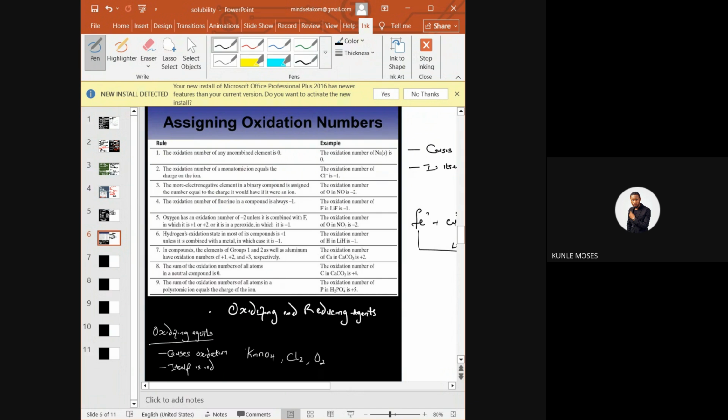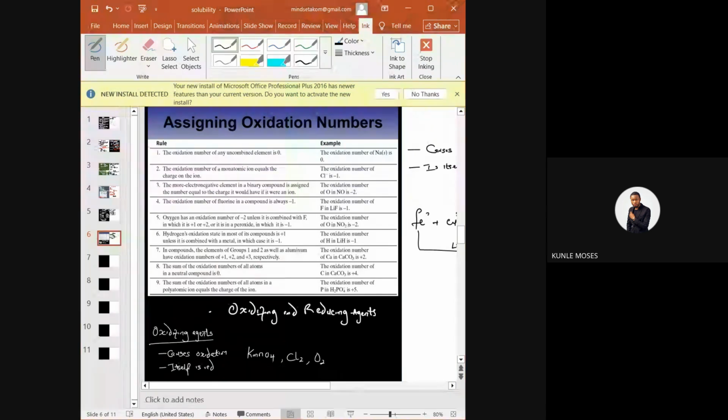For example, last week we said oxidation is loss of electron, gain of oxygen, and loss of hydrogen. And we said reduction is gain of electron, loss of oxygen, and gain of hydrogen. So in some chemical reactions, there are some agents that ensure oxidation proceeds. There are some agents that ensure reduction proceeds.